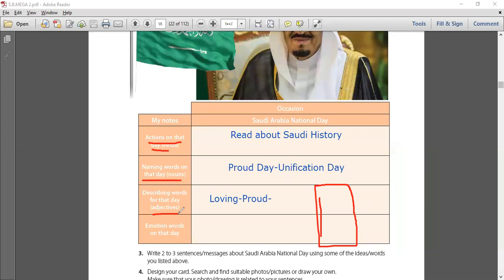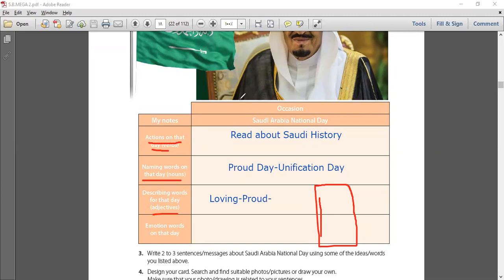Yes, clear. Okay. Teacher, can I write a message or something to talk about? It's a card. You're going to do a card. This is what you're going to do.